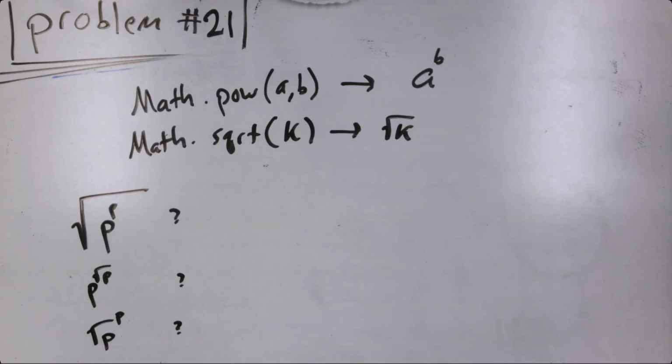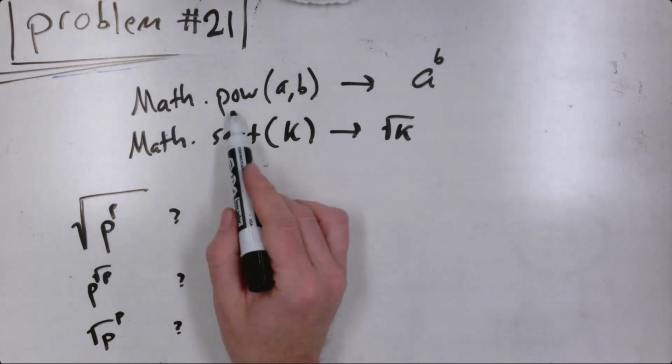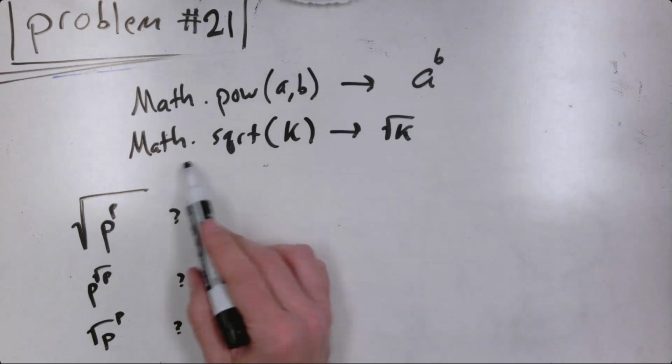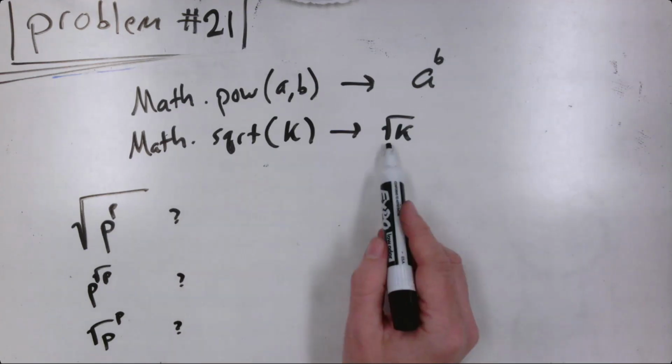Problem 21, I told you Math.pow(a, b) represents a to the power b. Math.sqrt(k) represents root k.